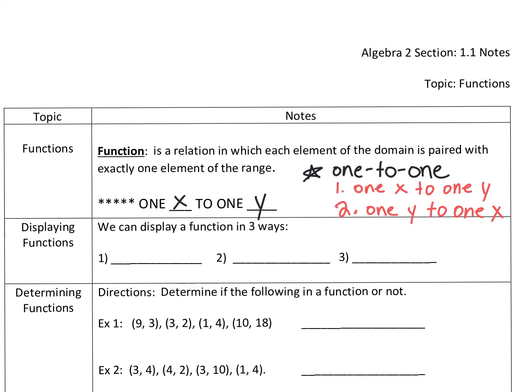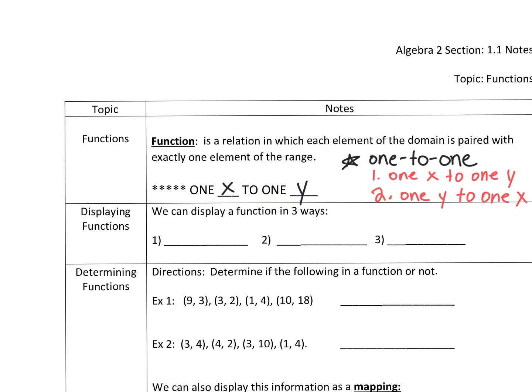So an example of this, and we might want to put this over in the side notes here. If x is people and y is birthdays, that's just kind of the visual I want you to think about when you think of functions, okay? So me, I'm one person, correct? Can I have more than one birthday? No, I cannot. So therefore, I'm a function. I'm one person, I can't have more than one birthday. That makes me a function.